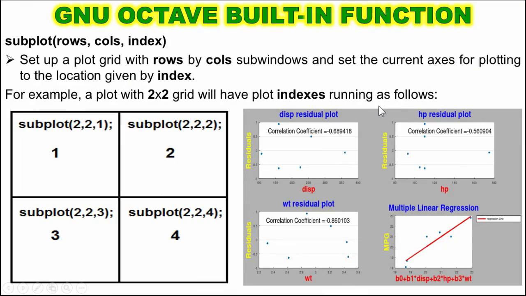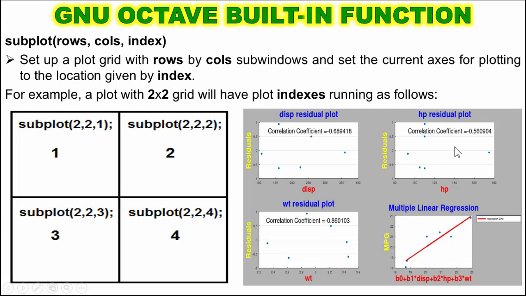The subplot command sets up a plot grid with rows by columns sub-windows, and sets the current axis for plotting to the location given by index. For example, a plot with a 2 by 2 grid will have plot indexes running as follows. This graph will be placed on the top left corner by calling subplot 2 rows, 2 columns, index 1.